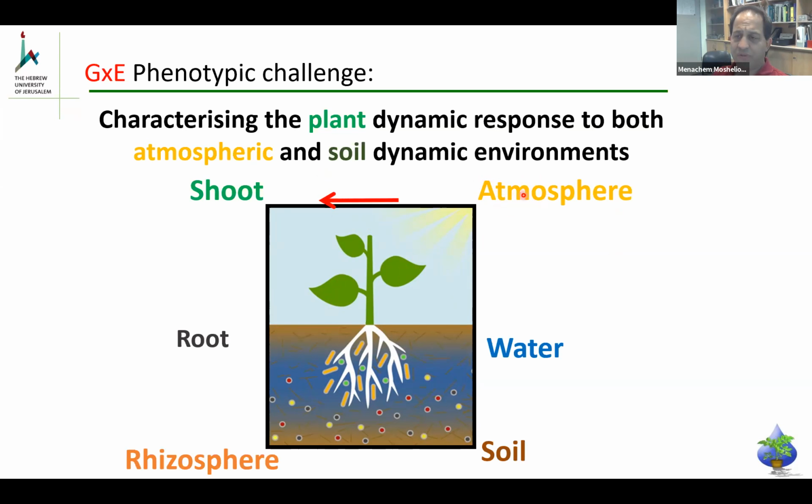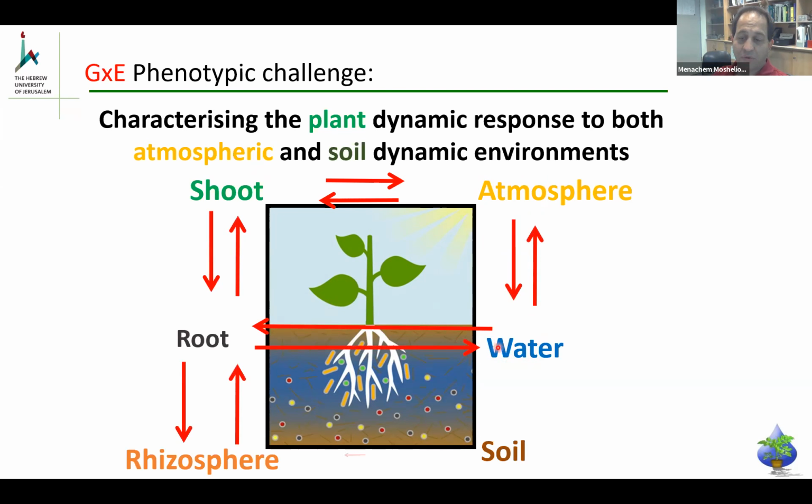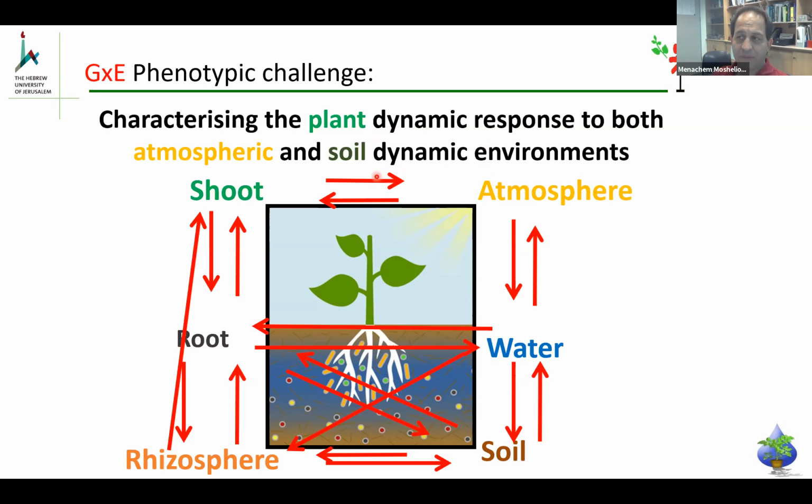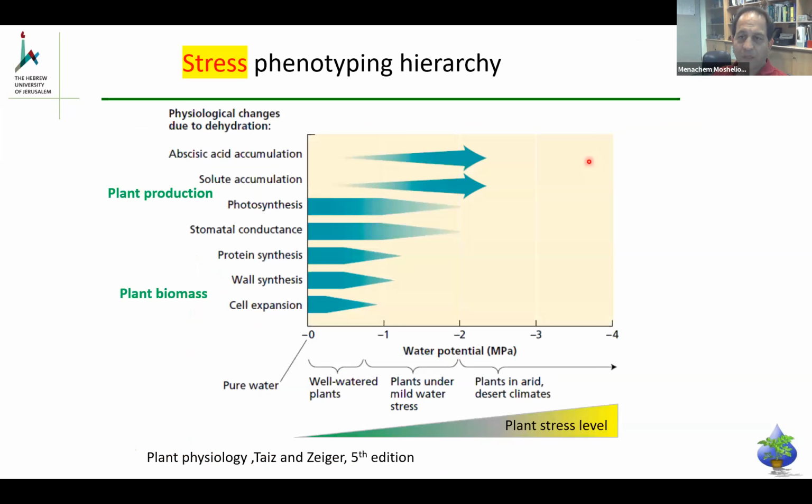Sunlight, temperature, and humidity are continuously changing and impacting the shoot. The shoot responds to the atmosphere, but at the same time, the water in the soil is responding to the shoot, which impacts the root, which impacts the water. And of course, all is connected to all, which means we have a very, very dynamic environment. So challenge number one is a very dynamic environment.